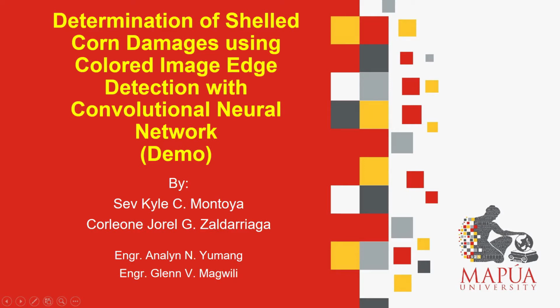This is our prototype demonstration for our thesis entitled Determination of Shell Corn Damages Using Colored Image Edge Detection with Convolutional Neural Network by Sev Kyle C. Montoya, Corleone Jorel G. Zaldarriaga, and our advisors, Engineer Analyn N. Yumang and Engineer Glenn V. Magwili. The video that you will be seeing is our previous demonstration that was taken before the suspension of classes occurred.